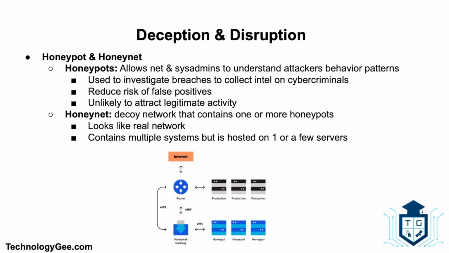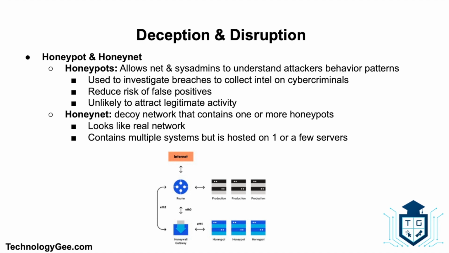Next, let's talk about some deception and disruption. The first one we're going to talk about are honeypots and honeynets. Honeypots are a type of deception technology that allows network and system administrators to understand attacker behavior patterns. Security teams can use honeypots to investigate cybersecurity breaches to collect intel on how cyber criminals operate. They also reduce the risk of false positives when compared to traditional cybersecurity measures because they are unlikely to attract legitimate activity.